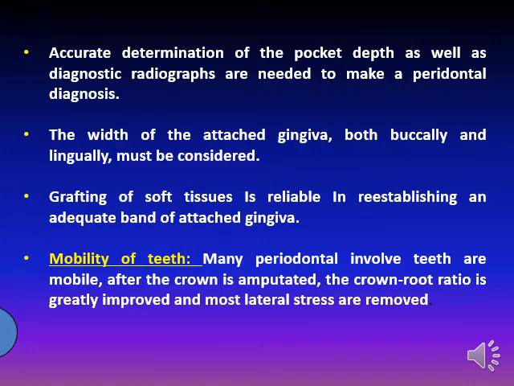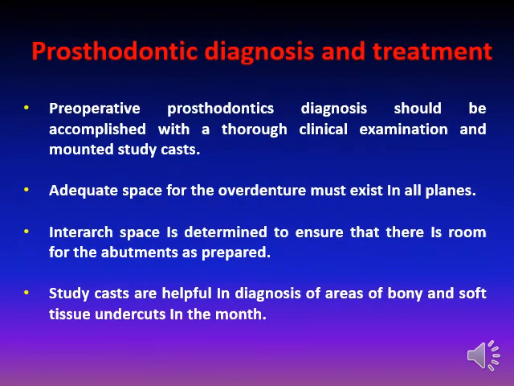The width of attached gingiva is very important, buccally and lingually. Grafting of soft tissue can be used to make an adequate band of attached gingiva. Mobility of the teeth. Many periodontally involved teeth are mobile after the crown is amputated. The crown-root ratio is greatly improved and most lateral forces are removed.